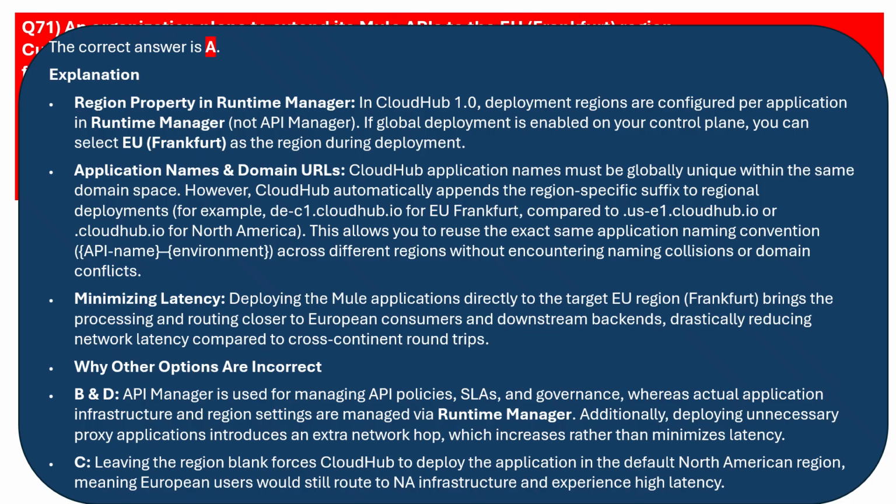Why other options are incorrect. B and D: API Manager is used for managing API policies, SLAs, and governance, whereas actual application infrastructure and region settings are managed via Runtime Manager. Additionally, deploying unnecessary proxy applications introduces an extra network hop, which increases rather than minimizes latency. C: Leaving the region blank forces CloudHub to deploy the application in the default North American region, meaning European users would still route to NA infrastructure and experience high latency.